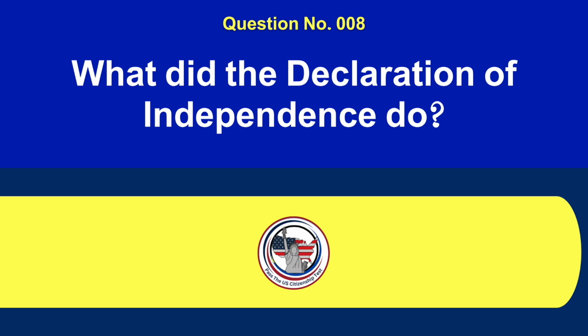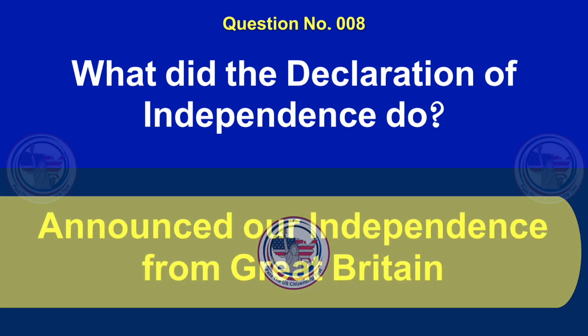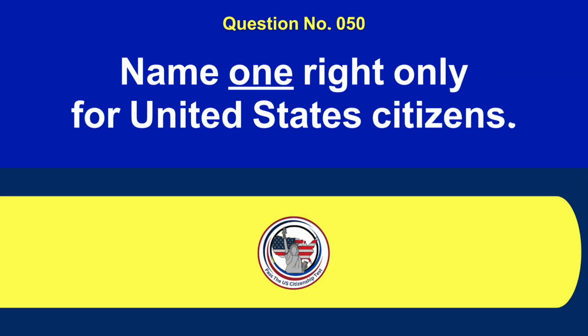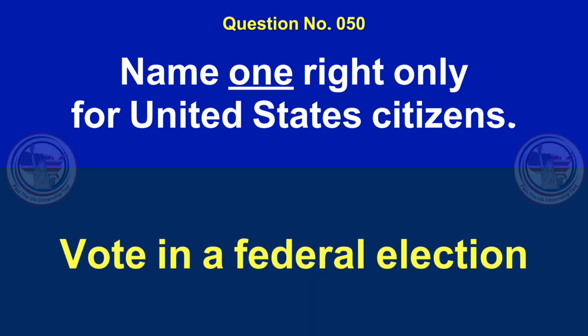What did the Declaration of Independence do? Announced our independence from Great Britain. Name one right, only for United States citizens. Vote in a federal election.